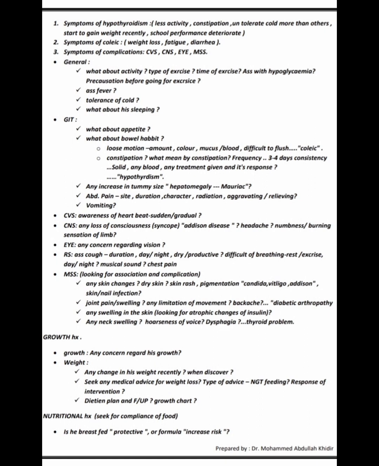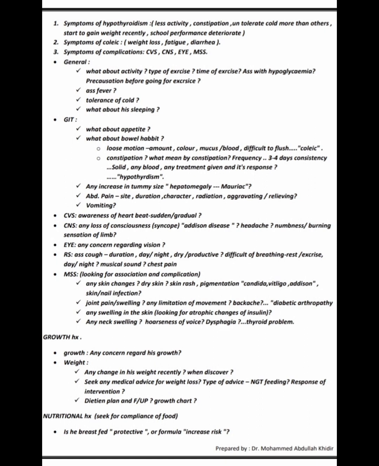Number 3, symptoms of complications related to CVS, CNS, eye and musculoskeletal system. General questions we ask: what about activity? Type of exercise. Time of exercise, associated with hypoglycemia. Is there any precaution before going to exercise? Associated with fever, tolerance of cold. What about his sleeping? Now GIT questions, that include what about the appetite?